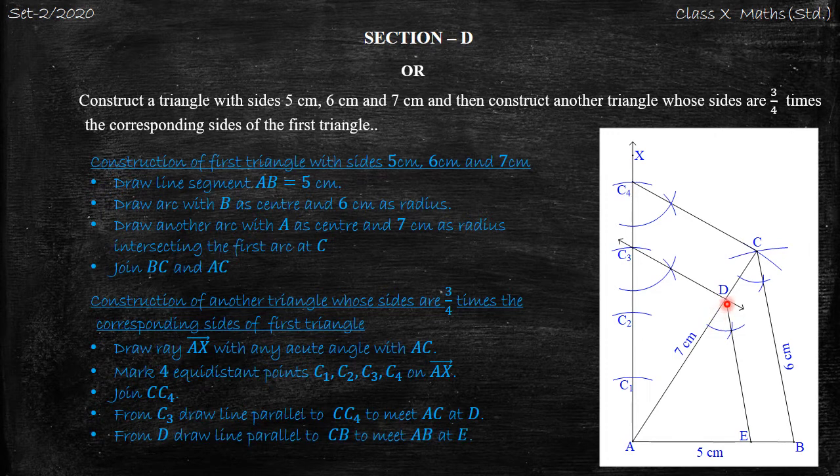From D, draw a line parallel to BC, which meets AB at E. Now AED is the required triangle, which is similar to triangle ABC. And the sides are, now AE is 3/4 of 5 centimeter. All the sides are proportional. Okay, done.